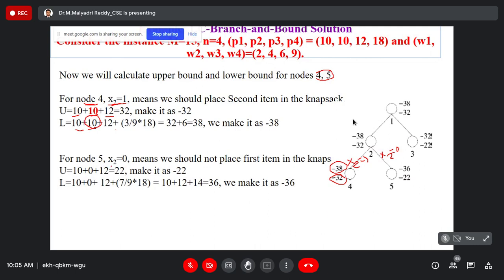Similarly node 5. Node 5 means x2 not including. So the upper bound is lower bound x1, minus 22. x2 not including, x2 minus 22 only. X3 12. And lower boundary x1 is including, x2 not including, x3 including, and x4 from remaining bag capacity 7 units from 9. So total value is minus 36.